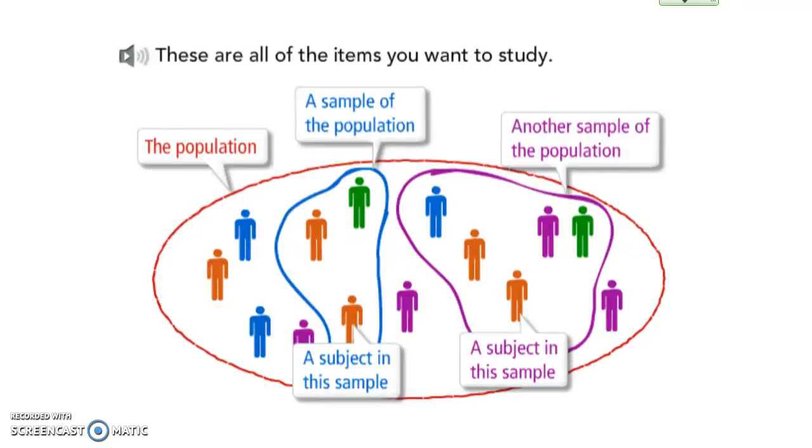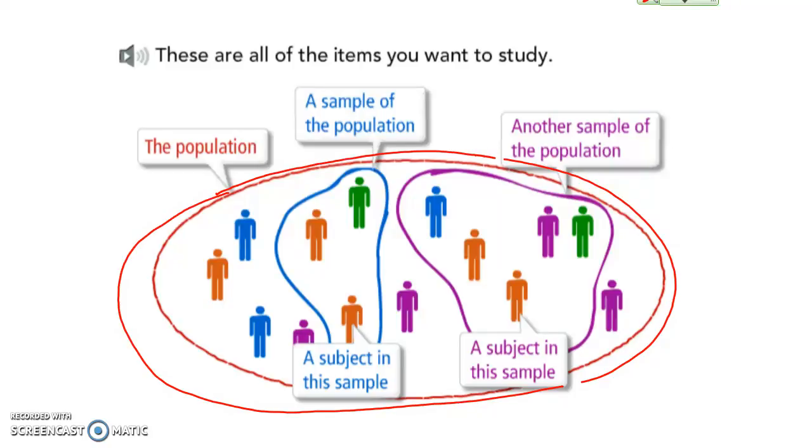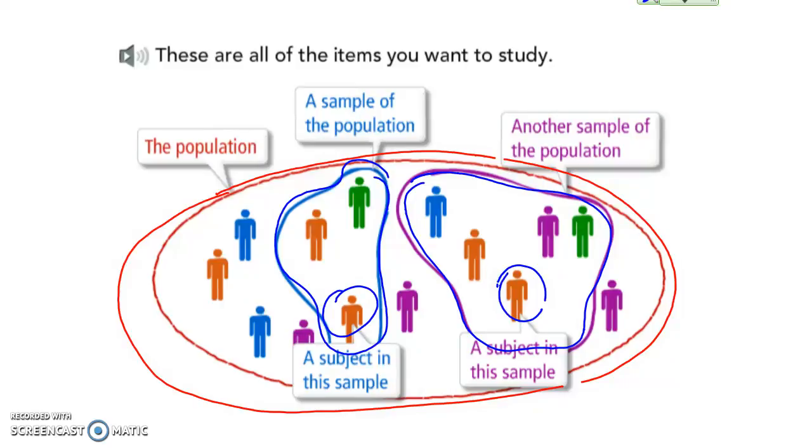All right, so here we see a visual of what a population, a sample, and a subject would look like. The population is going to be the entire group. So here we see this big red circle around all these people. This is the population. A sample of the population, you see they've taken a couple different selections here and here. Each of these would be called a sample. And then a subject is just one individual person within that sample.